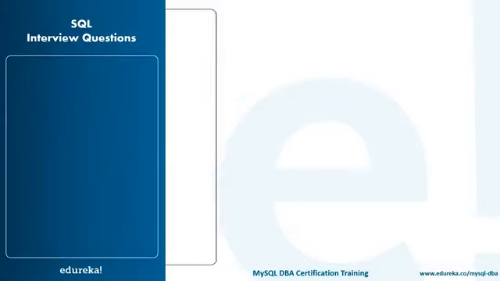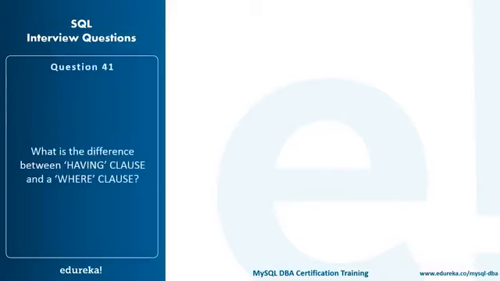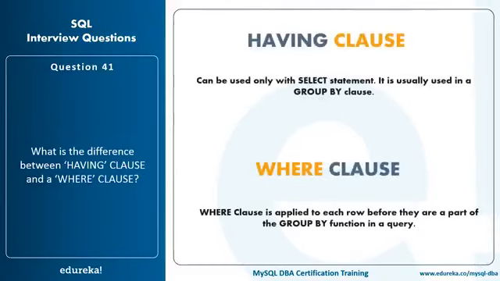Now let's move forward to our next question, that is, what is the difference between the having clause and the where clause? The main difference between the having clause and the where clause is that the having clause can only be used with the select statement. It is usually used with the group by clause, and whenever group by is not used, having basically behaves like a where clause.